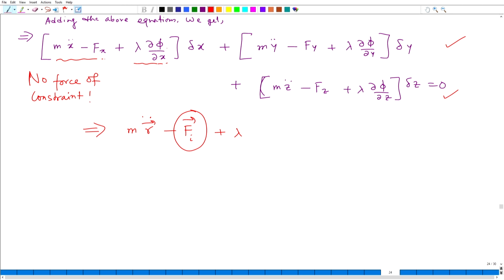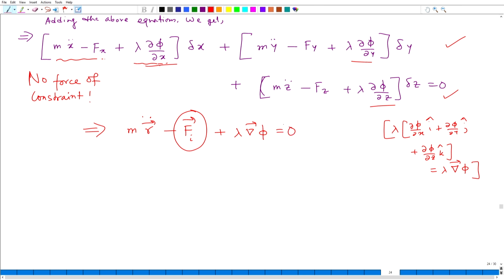lambda. So, del phi del x you can take just component wise; you can now think that these things come from this vector lambda times del phi del x i cap plus del phi del y j cap plus del phi del z k cap, which is nothing but equal to lambda gradient of phi. So, I can write lambda gradient of phi is equal to 0. This is known as the Lagrange's equation of first kind.